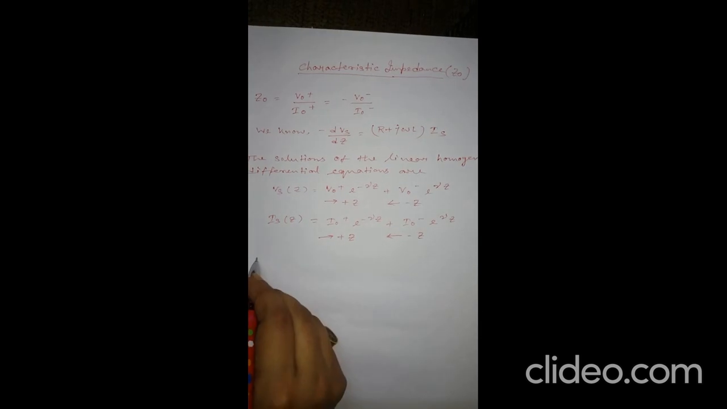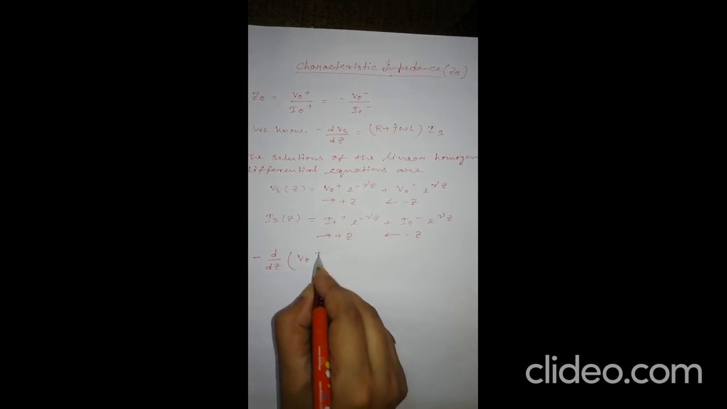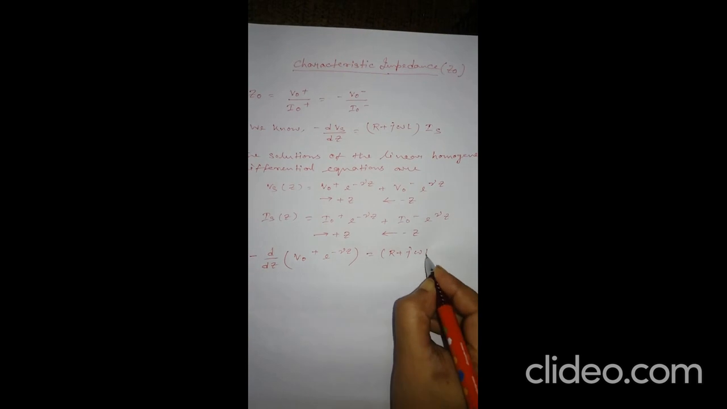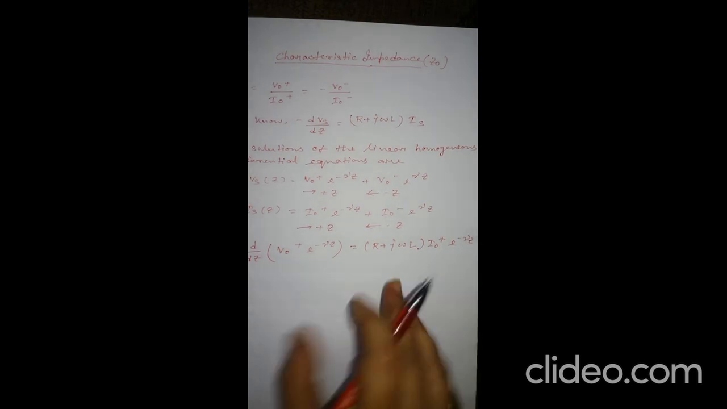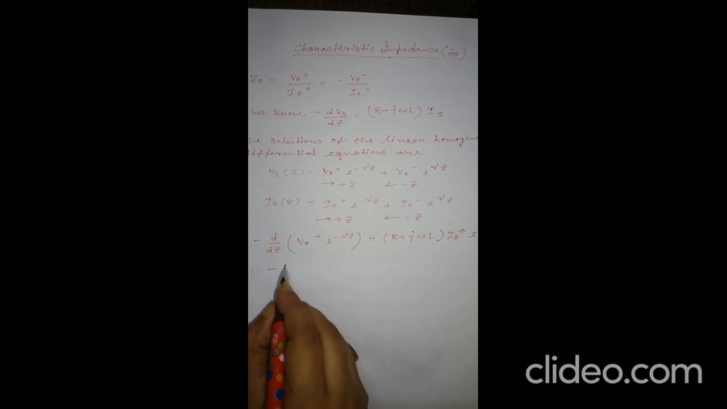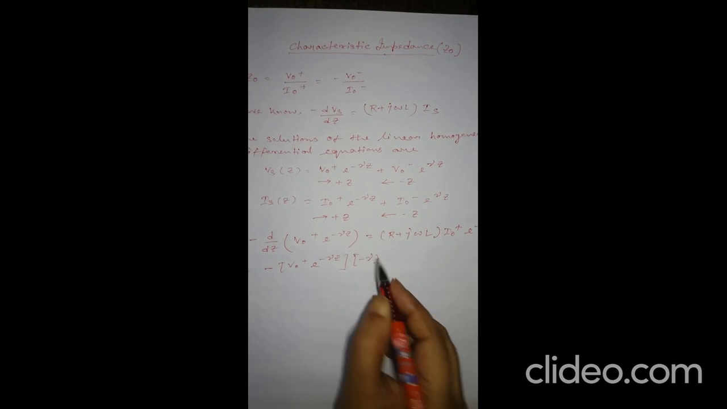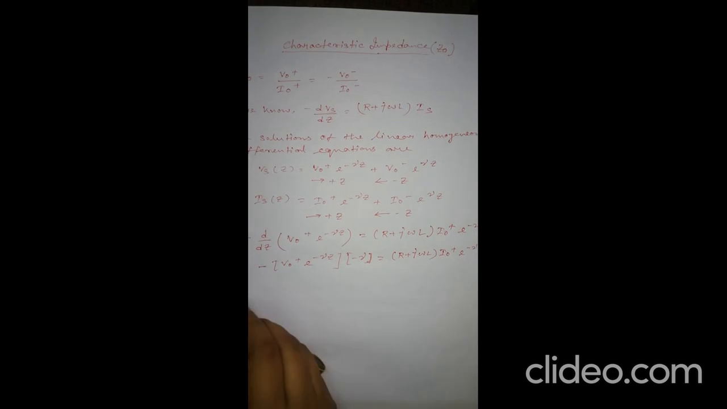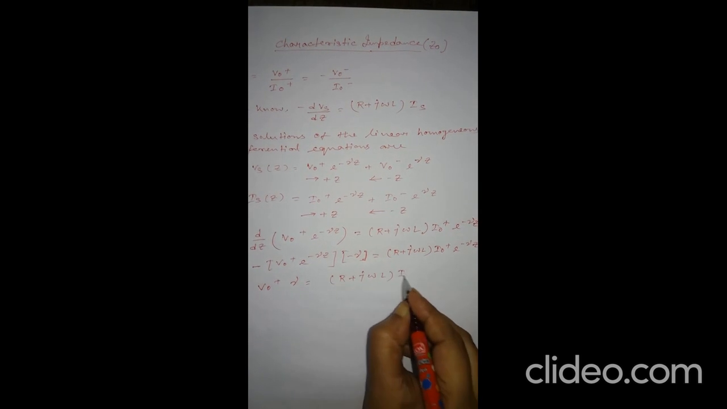Now we can write d by dz. Put this value of Vs, V0 plus e to the power minus gamma z, and put this value of Is, I0 plus e to the power minus gamma z. We can write minus V0 plus e to the power minus gamma z times minus gamma equal to (R plus j omega L) I0 plus e to the power minus gamma z, or V0 plus gamma equal to (R plus j omega L) I0 plus.